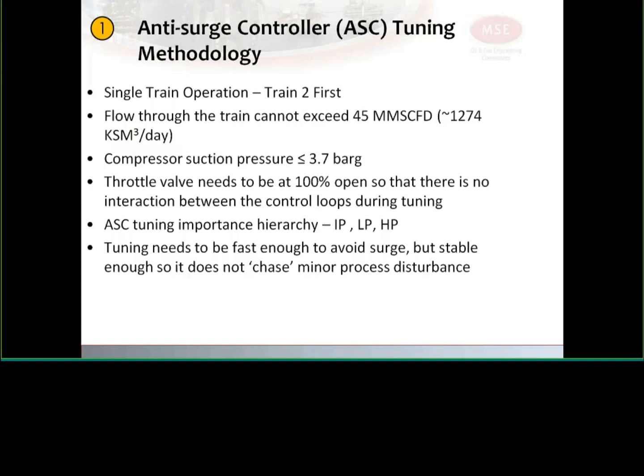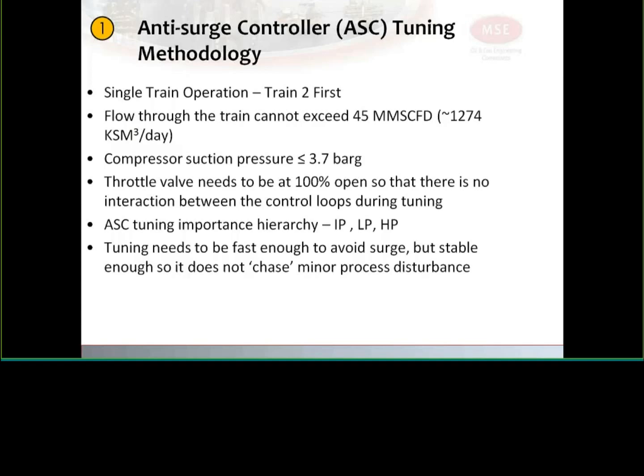And then we have to put that throttle valve, the load sharing controller, on manual for the tuning process, because we do not want the load sharing to interact while the 2 trains are being tuned.